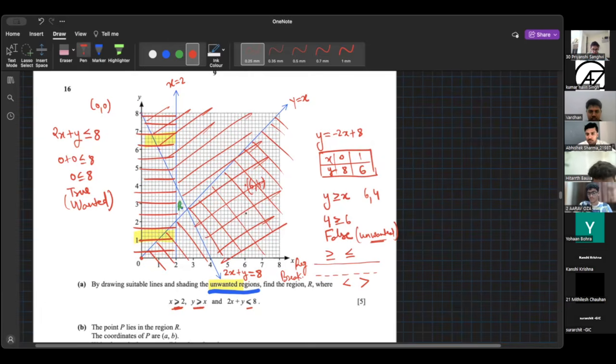So coming back to the question, how will we get the marks in this? To draw the lines properly, you have 1 mark each. To shade properly, you have the remaining marks. Okay?